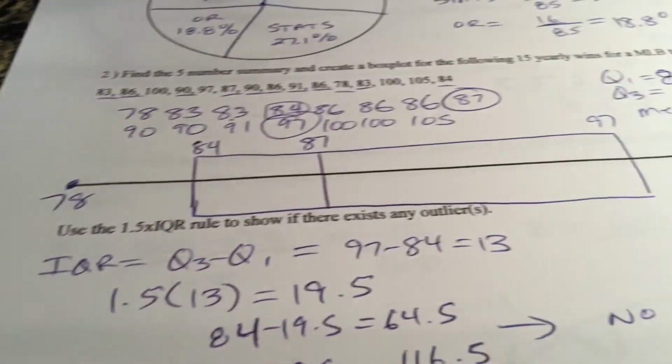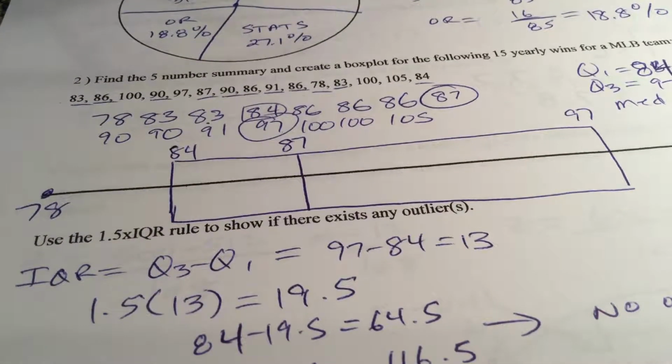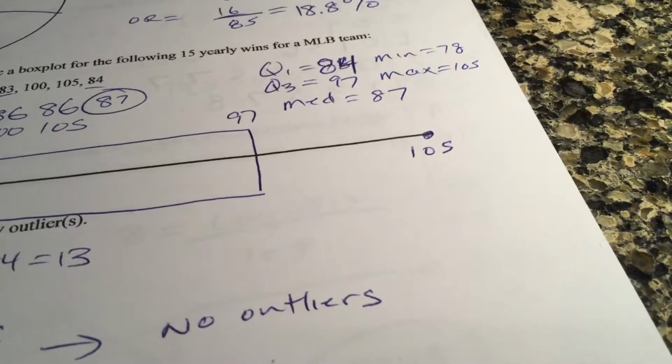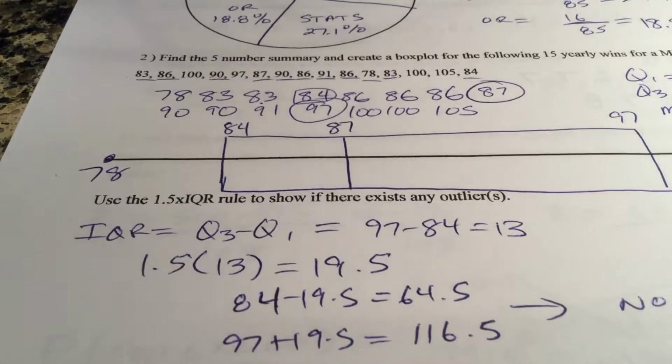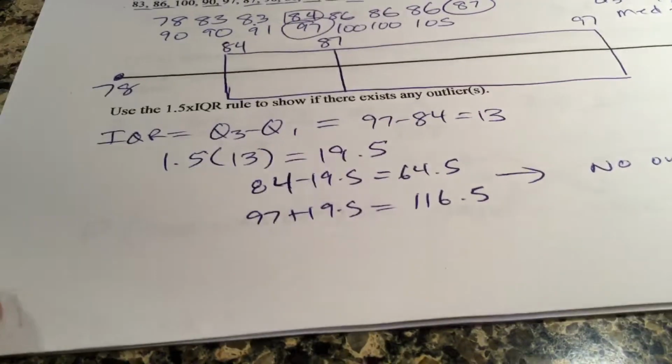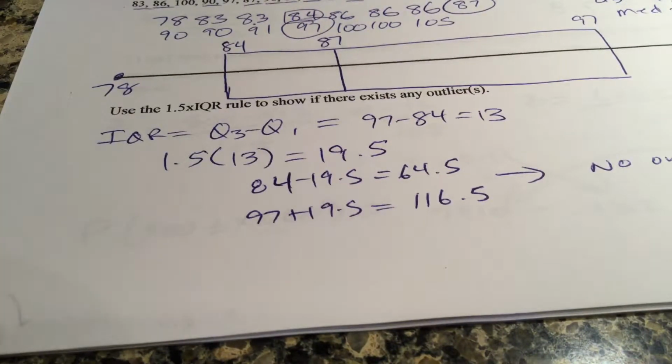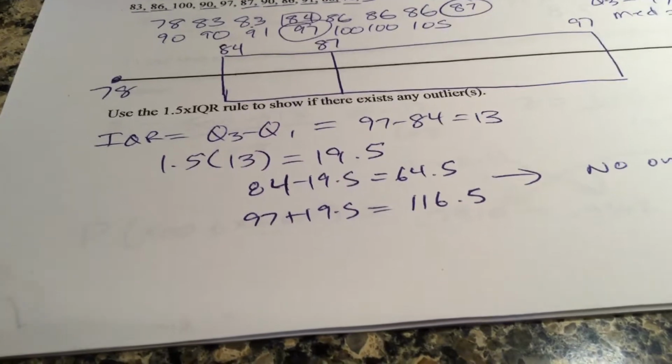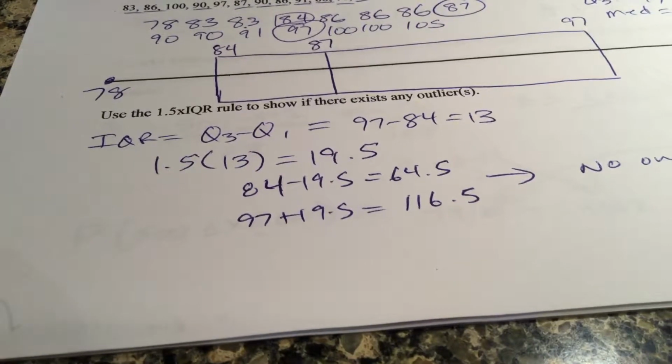Again, we should have done this one in class, but here again is the answer. 87 is the true median. There are the 5 numbers. That's how you make the box plot: min, quartile 1, median, quartile 3, the max. 1.5 times IQR defines an outlier. There it is. There's no number below 64.5 or above 116.5, so there are no outliers.